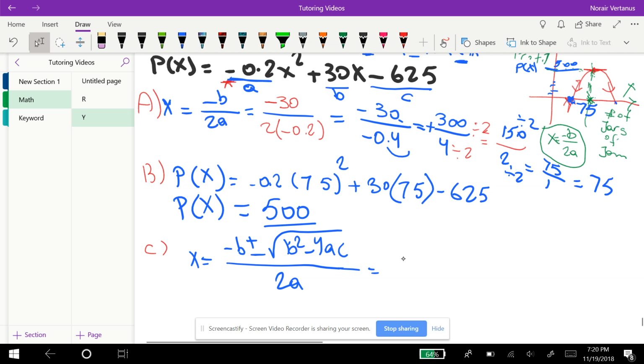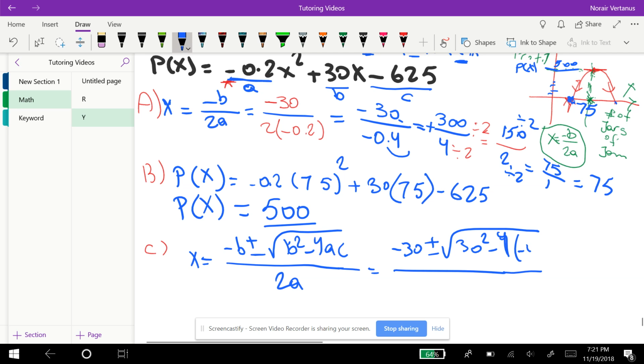I posted videos that you can watch on how to do factoring, but the quadratic formula is the fastest right now. Negative b plus or minus the square root of b squared, which is 30 squared, minus 4ac, where a is negative 0.2 and c is negative 625, all over 2a, which is 2 times negative 0.2. Okay, we need to calculate it again.